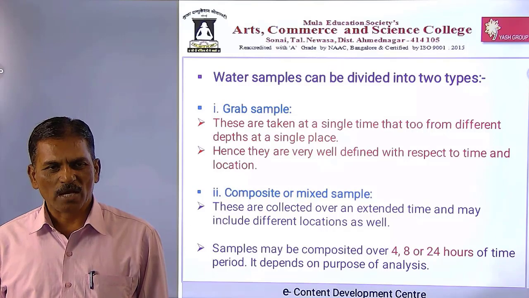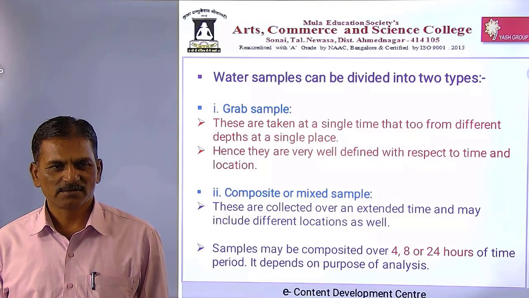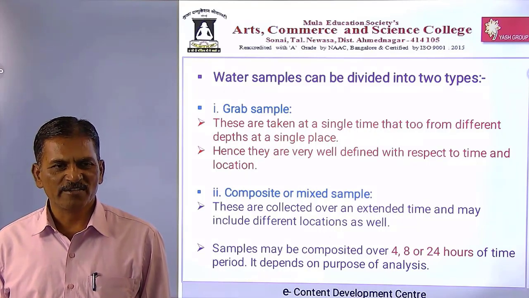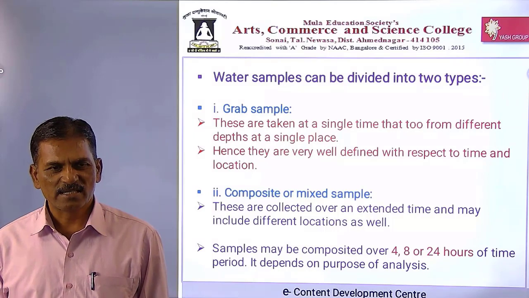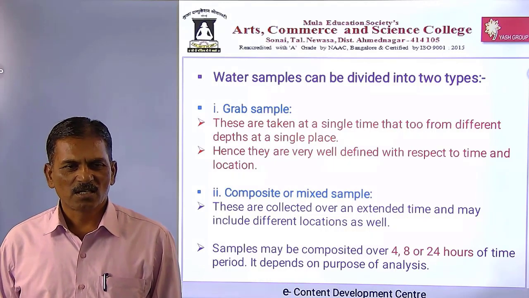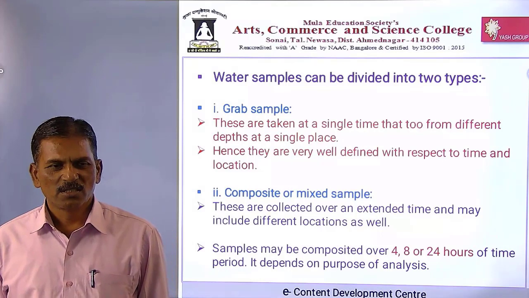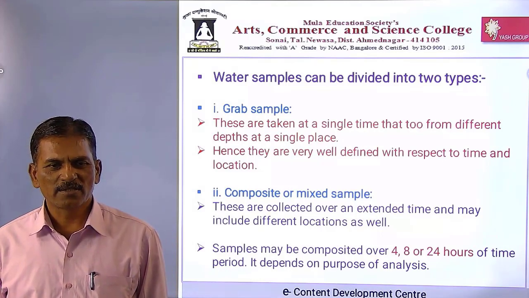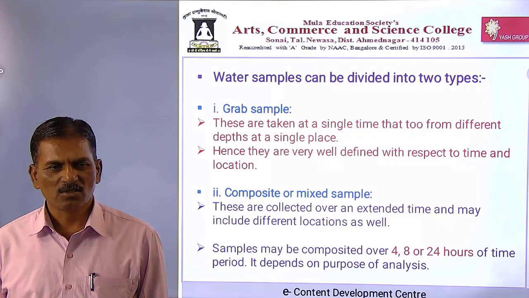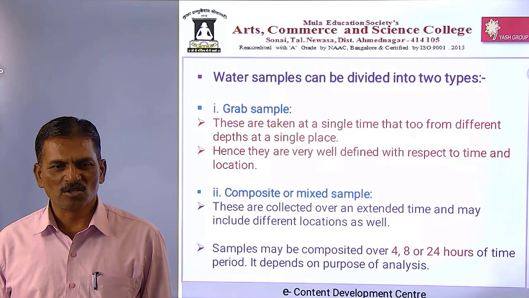Water samples can be divided into two types. Number one, grab sample. Grab samples are taken at a single time, from different depths at a single place. Hence, they are very well defined with respect to time and location. Second, composite or mixed sample. These are collected over an extended time and may include different locations as well. Samples may be composed over a 4, 8 or 24 hour time period. It depends on the purpose of analysis.